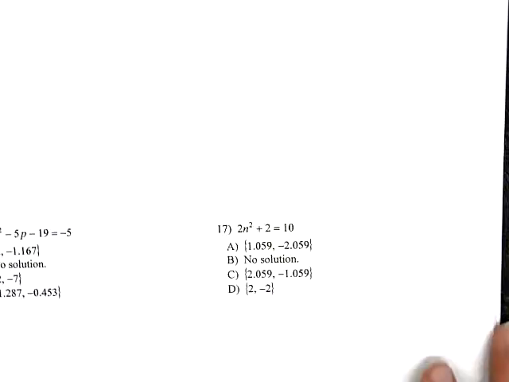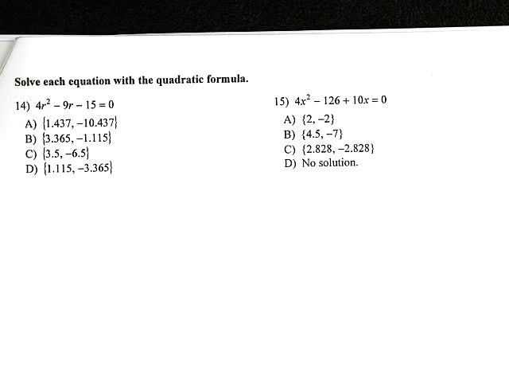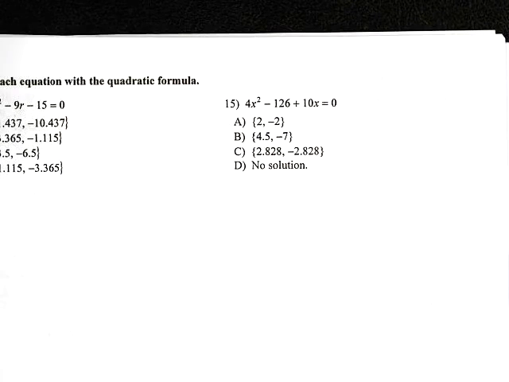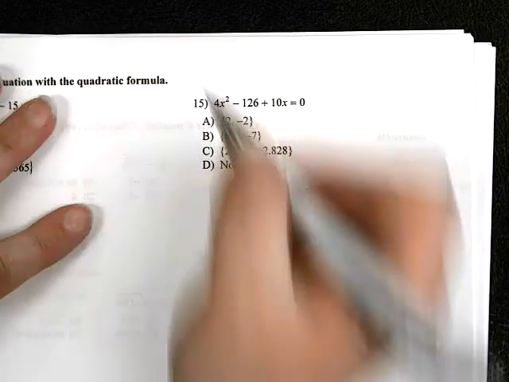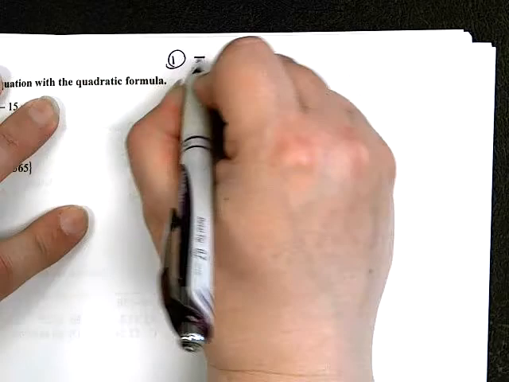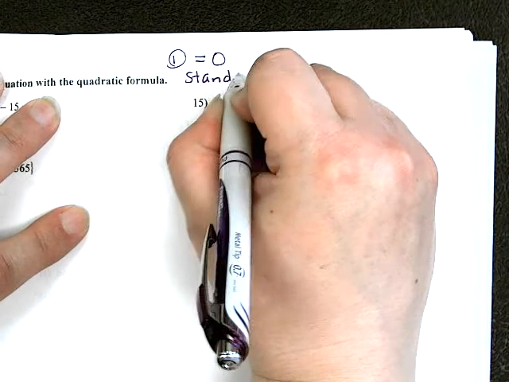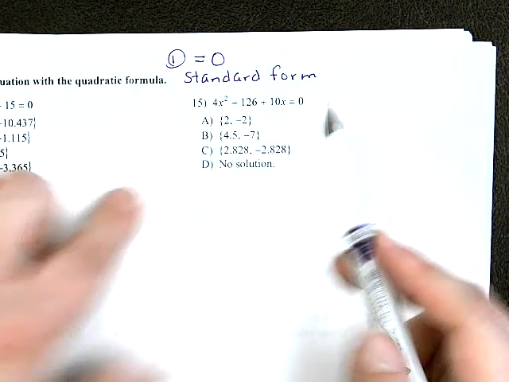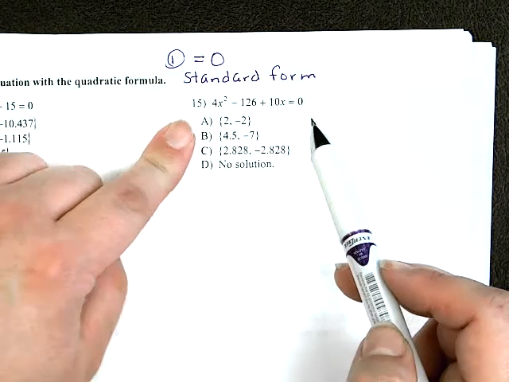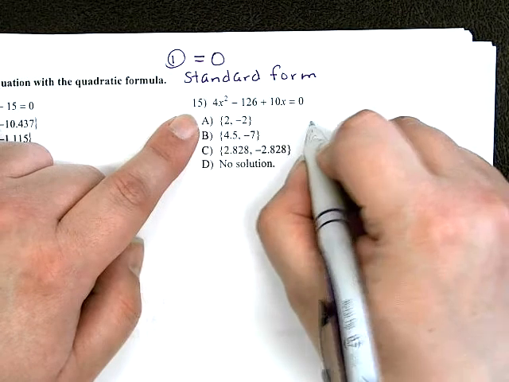And there's one more type of question for this section. So, solve each equation with the quadratic formula. All right, so let's look at question 15. Quadratic formula, our very first step is it must be equal to 0, and then it must be in standard form. All right, so if we look, number 15 is equal to 0 already, so that's a good thing, but it's not in standard form yet.